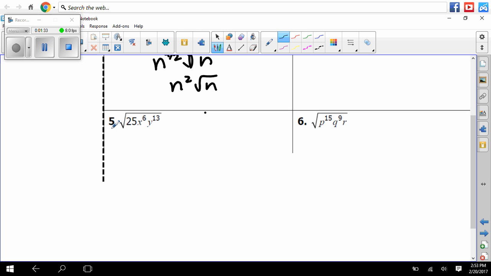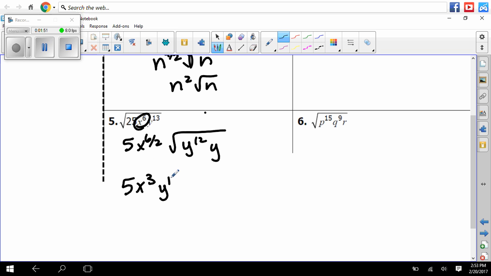Number 5, I've got the square root of 25, which we know is 5. And then on the outside, this one, I can take x to the 6th divided by 2. The y, though, needs to be y to the 12th and a y. So 5x to the 3rd, bring that y out to the 12th divided by 2. That brings it out, radical y. So 5x to the 3rd, y to the 6th, radical y.